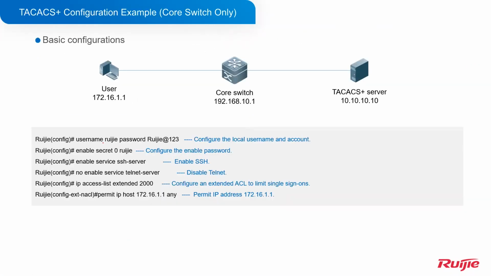Username Ruijie, password Ruijie@123. Configure the local username and the password. This is used for the console login. And enable secret 0 Ruijie, configure the enable password. Here, pay attention, zero is the number zero. It's not a ciphertext, it's plain text.